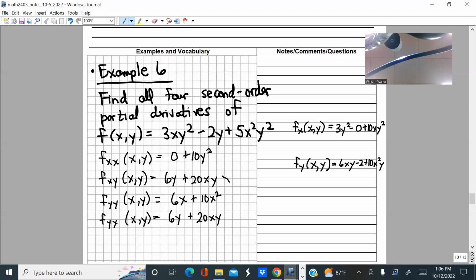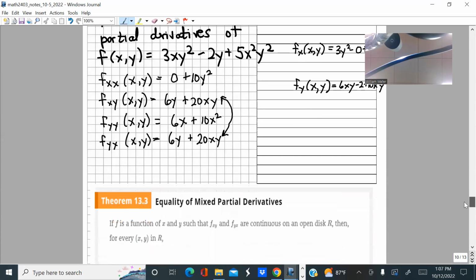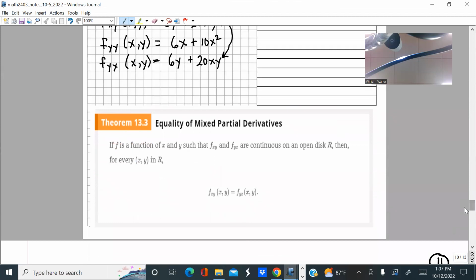Now notice that something interesting happened here. See that the partial with respect to x, then with respect to y, turned out to be the same as the partial with respect to y, and then with respect to x. That's no accident. That is always going to be true. So the second order mixed partial derivatives are equal, and that is summarized in a statement here. So fxy and fyx are the same.